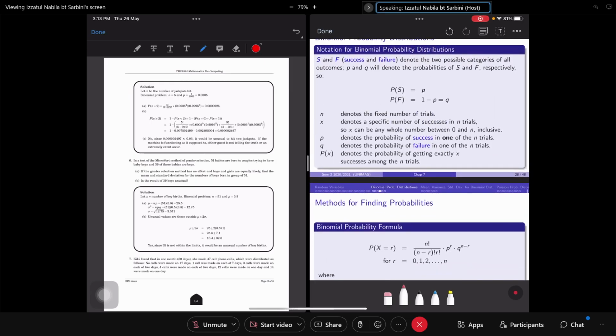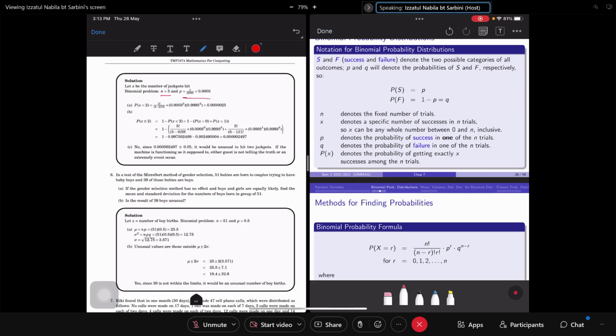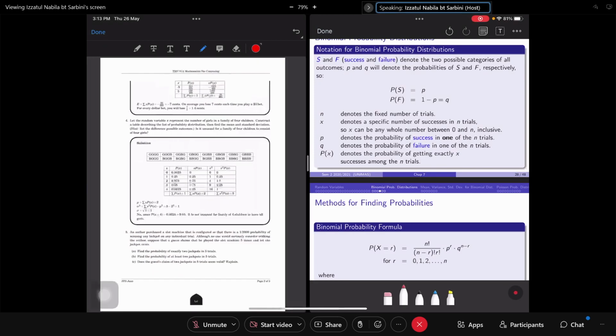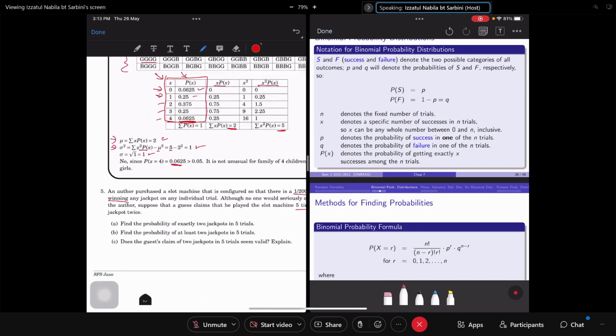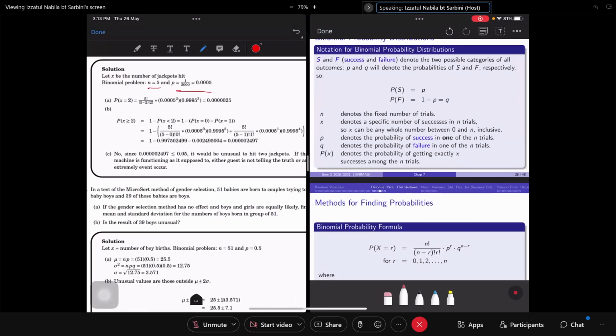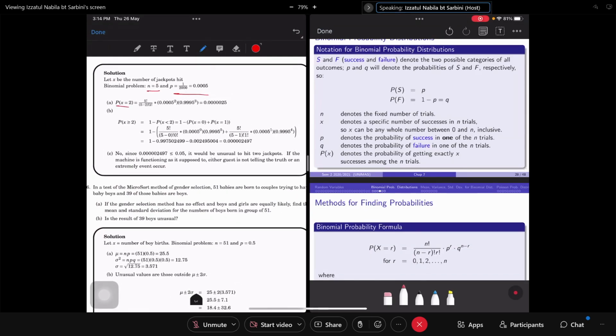So in this case, you know that n is equal to 5, right? He said 5 times just now. So n is equal to 5 and the probability of winning is 1/2000. Do you see that? Okay, 1/2000. So the probability of winning is 0.0005. So the first question, what did he ask? Find the probability of exactly 2 jackpots in 5 trials. 2 jackpots in 5 trials. So that means we want to calculate the probability x equal to 2. 2 jackpots. So you know that you want to calculate probability of x equal to 2.